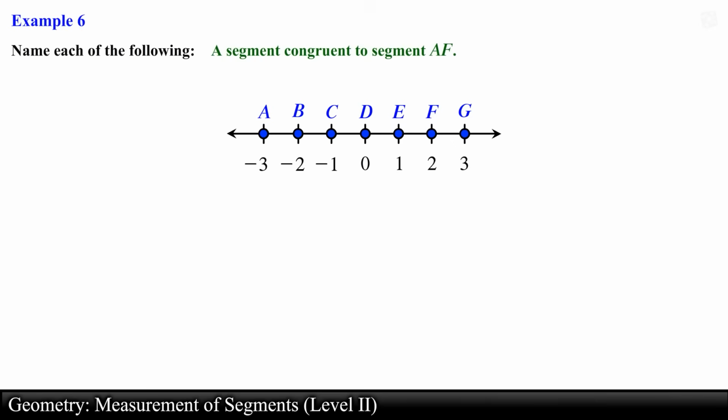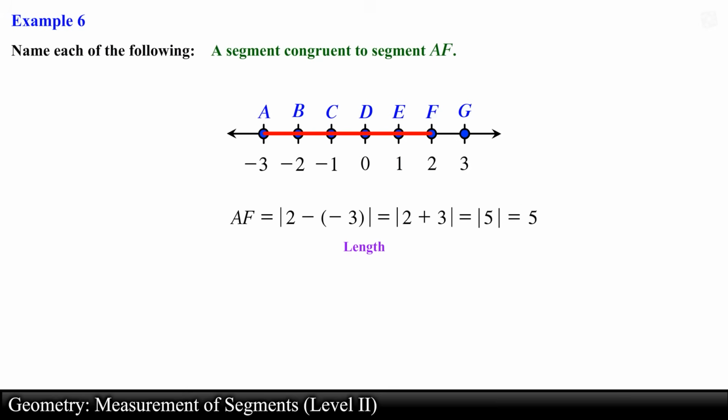A segment congruent to segment AF. Now we need to determine which segment is congruent to segment AF. First, let's determine the length of segment AF. So we take the coordinates of point A and point F and use them to compute the length. Taking the absolute value of the difference of these coordinates and simplifying, we obtain 5.